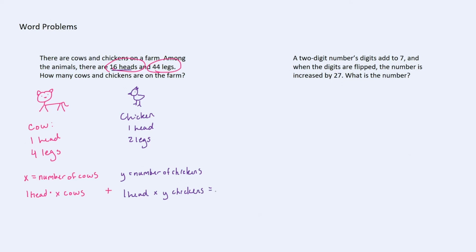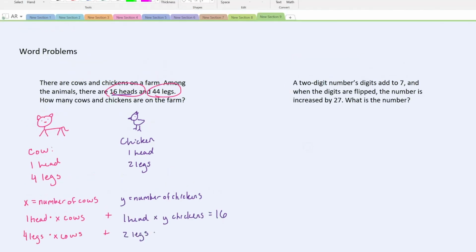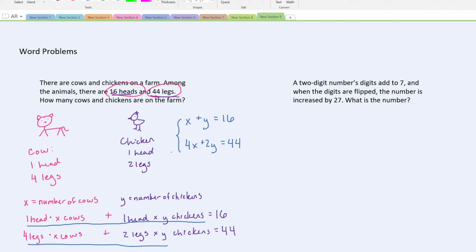Our second equation will have to do with the legs. We have 4 legs times x number of cows plus 2 legs times y number of chickens, and that equals 44 legs. Let's rewrite this equation more simply. We have x plus y equals 16, and 4x plus 2y equals 44. I want you to see if you can solve this yourself. Pause the video now and try using any method you want to solve it, although I'll recommend substitution or elimination.